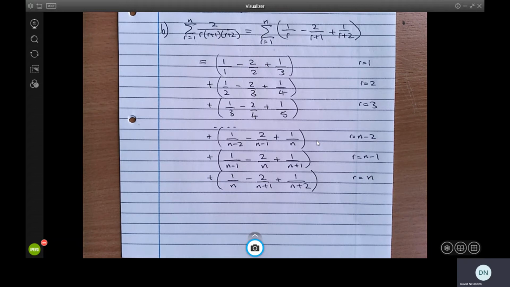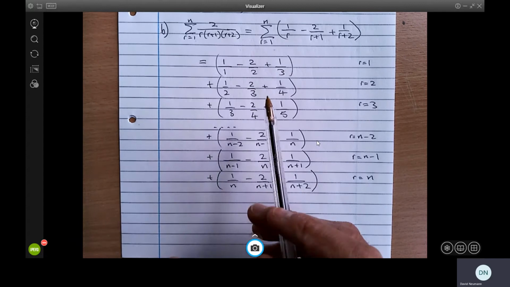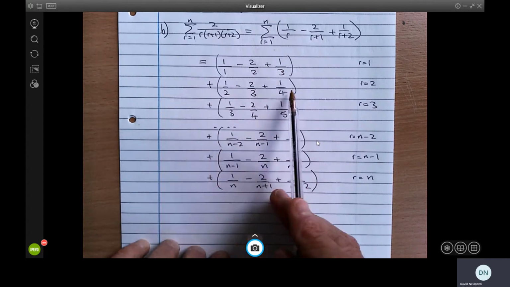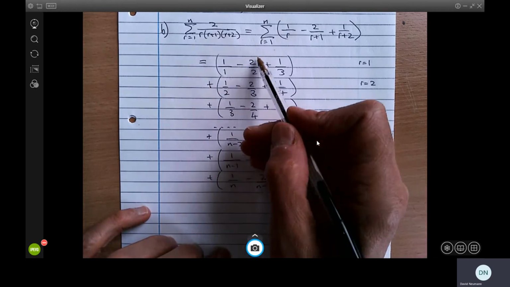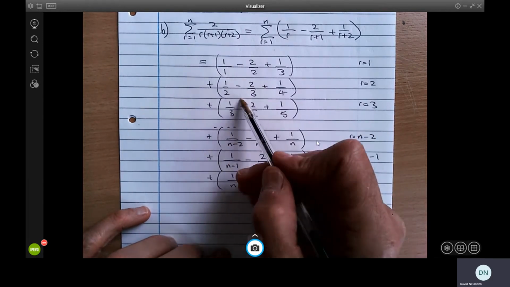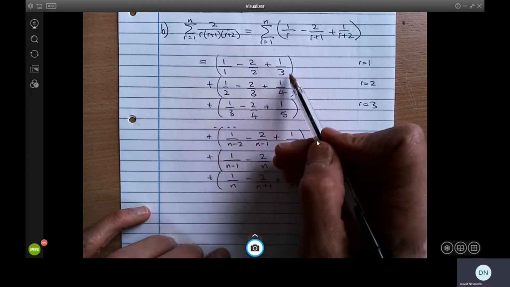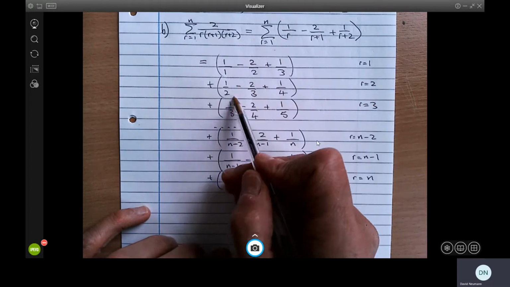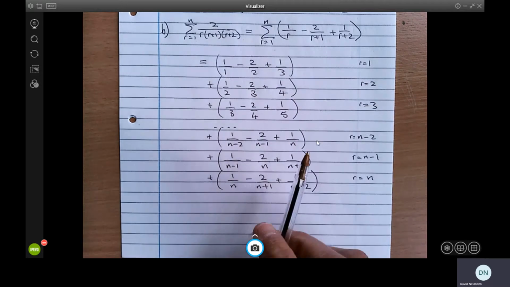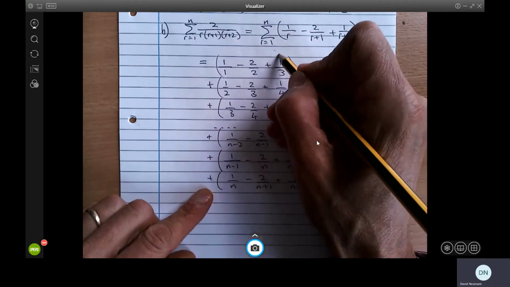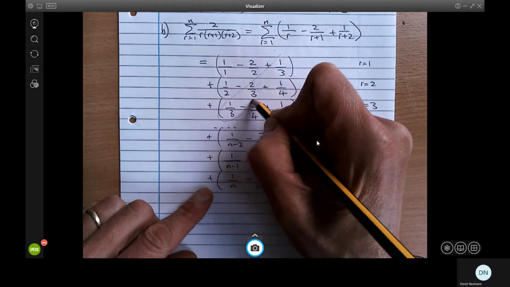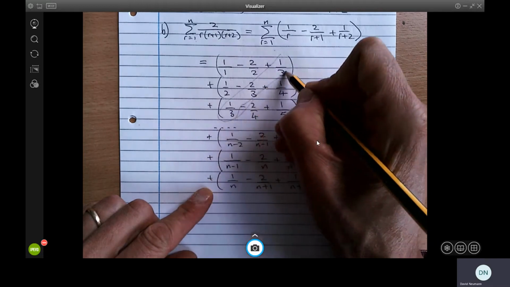Now we've got to look for terms that cancel. And you can see that for each of these terms, we've got 2 positives and 1 negative. If we look at the 1 negative, so we're going to look at the second term for the moment, that minus 2/3 is going to cancel with this plus 1/3 and this plus 1/3. So we've got a cancellation through the middle there. Let's just do that. So these ones are going to cancel.